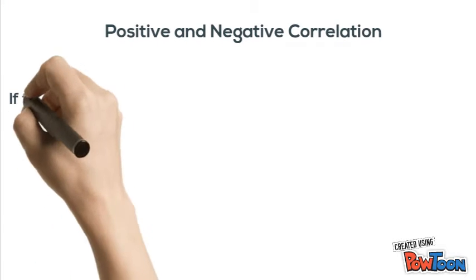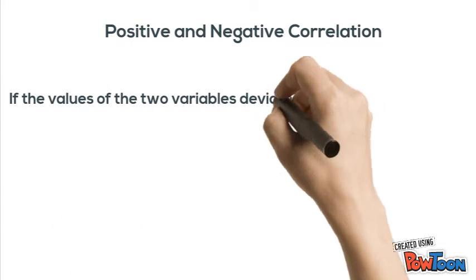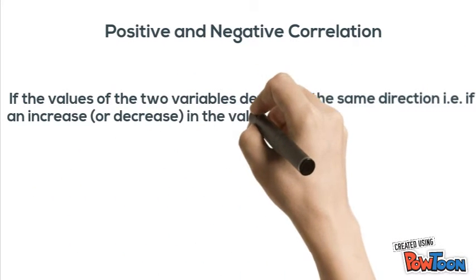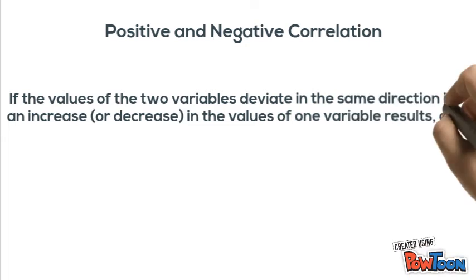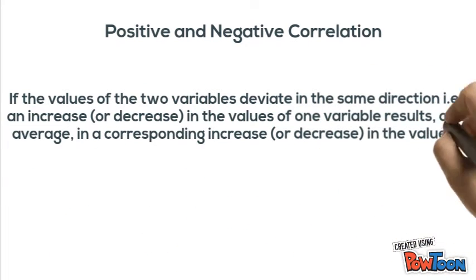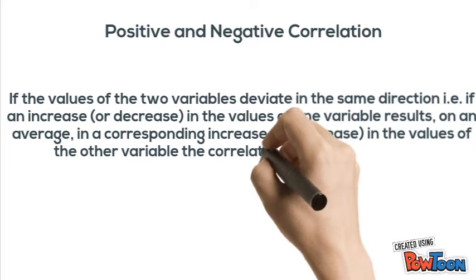Positive correlation. If the values of the two variables deviate in the same direction, i.e. if an increase or decrease in the values of one variable results, on an average, in a corresponding increase or decrease in the values of the other variable, the correlation is said to be positive.